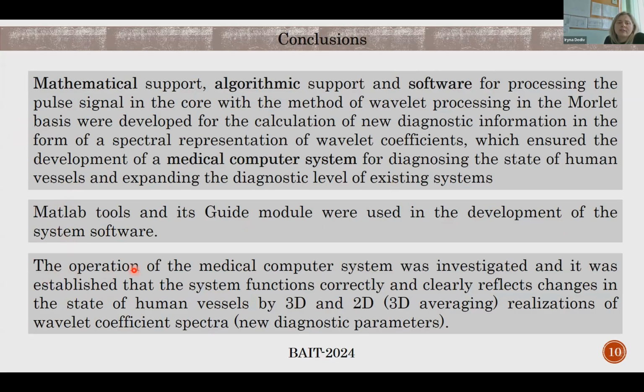The operation of the medical computer system was investigated, and it was established that the system functions correctly and clearly reflects change in the state of human vessels by 3D and 2D realizations of wavelet coefficient spectra.